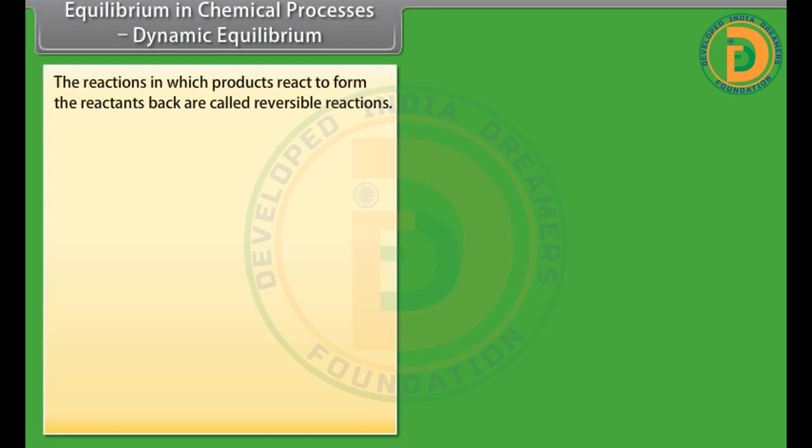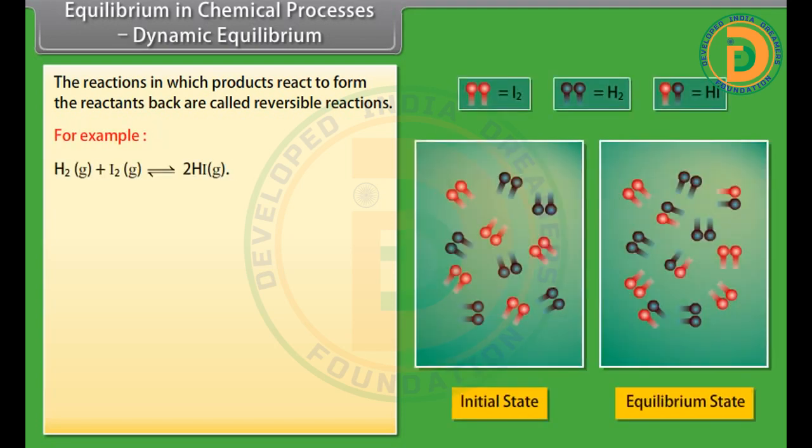The reactions in which products react to form the reactants back are called reversible reactions. The reversible reactions are represented by putting two arrows pointing in opposite directions. For example, hydrogen reacts with iodine, giving rise to hydrogen iodide.